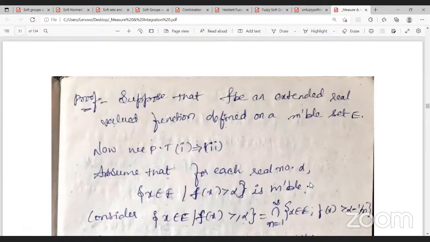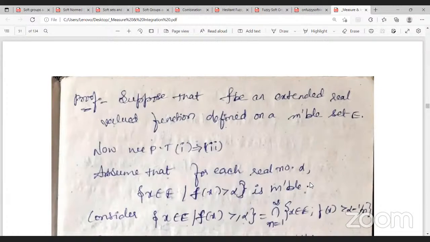A means what? First we are given the definition only. F is measurable function. If it is measurable, it means the set of x belonging to E such that f of x is greater than alpha is measurable. Now we prove that A implies B.